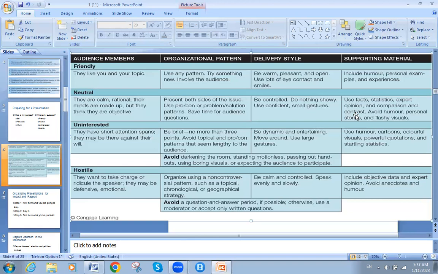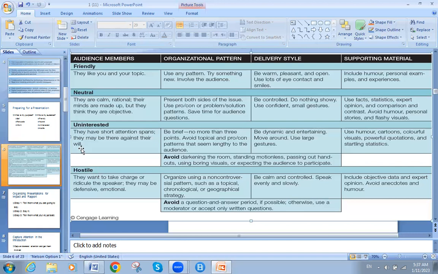So use comparison and contrast. Avoid humor. Humor does not exist here like with the friendly audience, because they are not friends. Neutral people are very objective people. So avoid humor, no humor here. Personal stories, don't talk about your own personal stories. And flashy visuals. Like we said, don't be showy with this group of people, the neutral people.